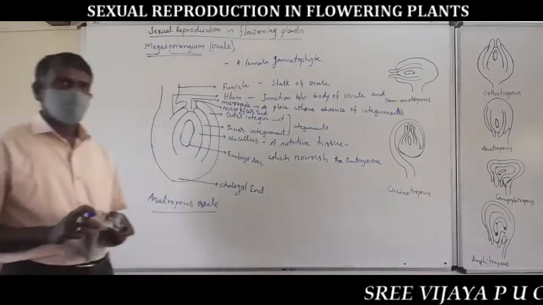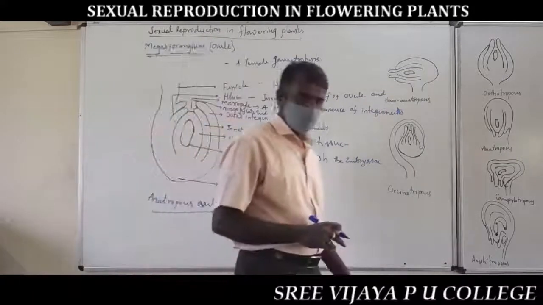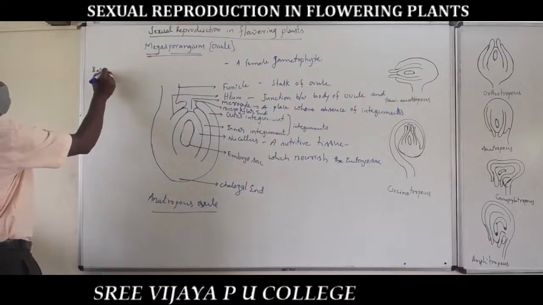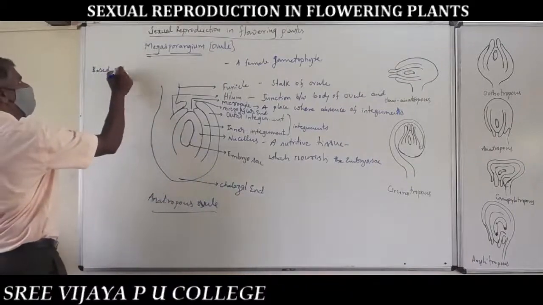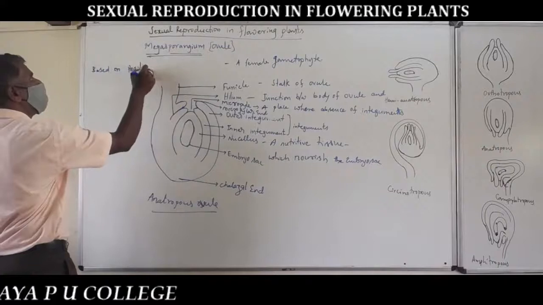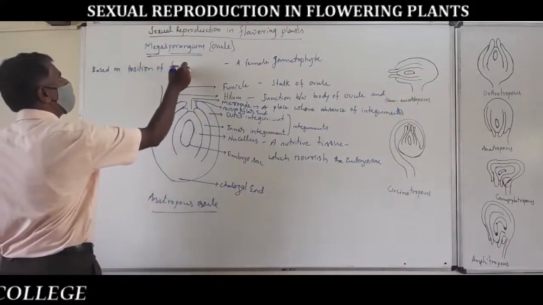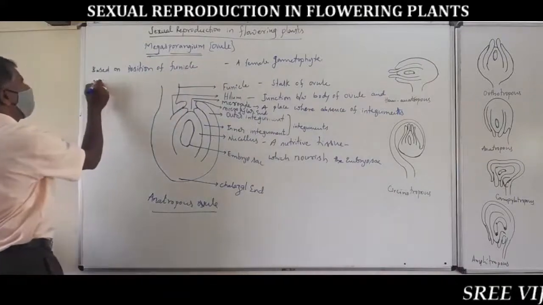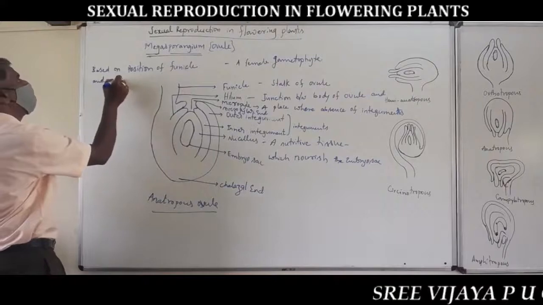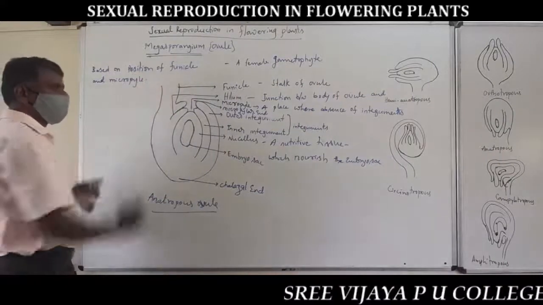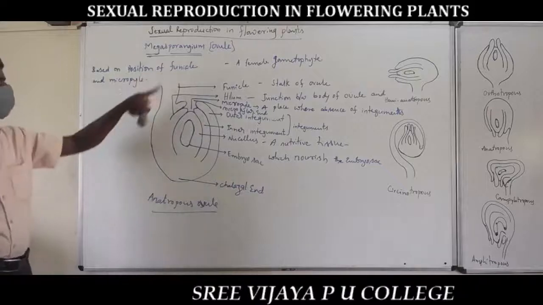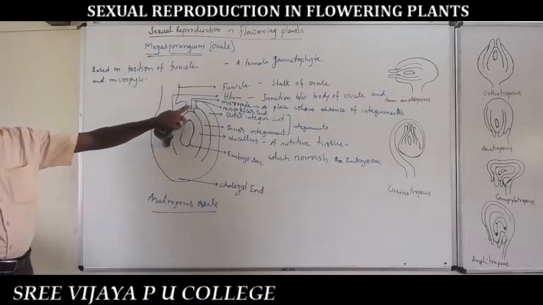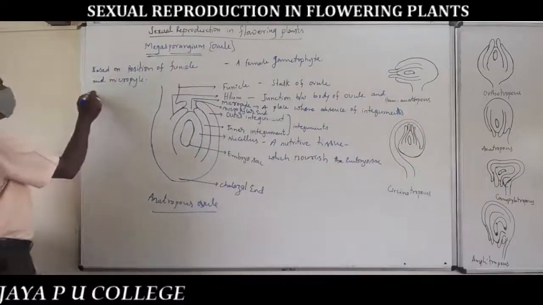So we identified the different types of ovules. The types of ovules are based on the position of the funicle and the micropyle. Based on the position of the funicle, that is the stalk of the ovule, and the presence of the pore or micropyle, there are different types of ovules.